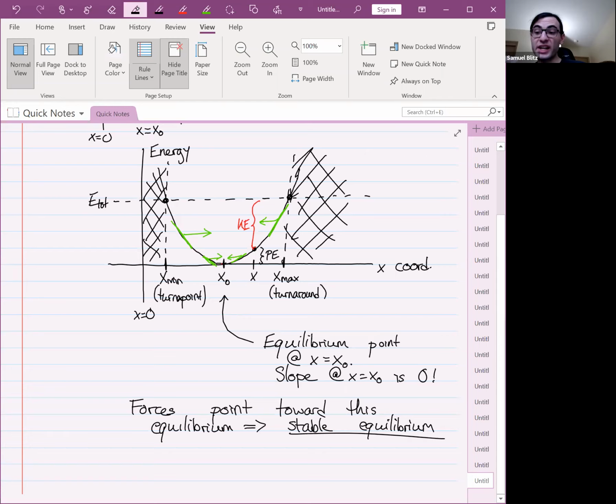So we can actually understand even more than just turnaround points. We can even talk about things like the direction and magnitude of forces. You just look at the slopes. The slopes contain all of the information about forces that you need here. So I'm going to call it there on energy diagrams.